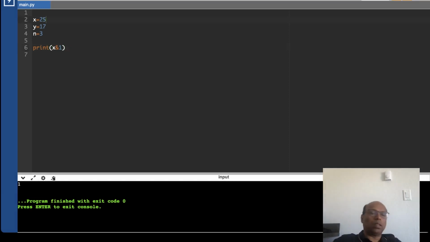Okay, these are the bitwise operators. As we go, if you study computer science, you will use these operators extensively. I hope you understand.